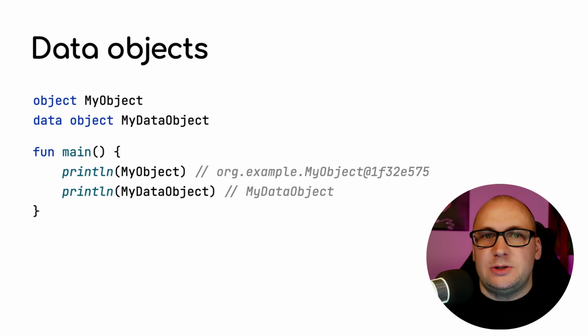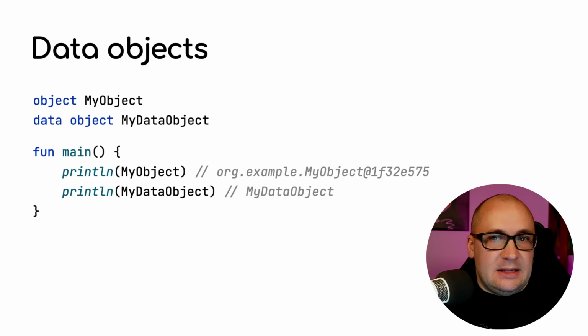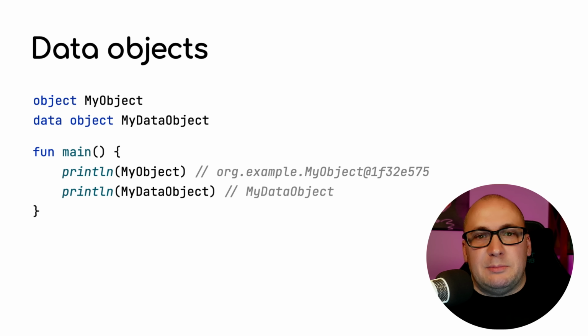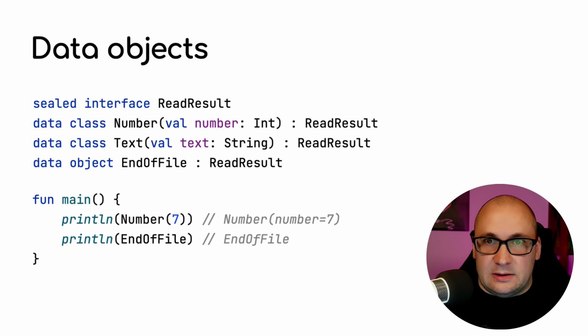Let's talk about data objects now. These were first previewed in Kotlin 1.7.20, and data objects allow you to declare objects with singleton semantics and a clean toString representation. In this example, you can see how adding the data keyword to an object improves the readability of its toString output. So println prints just the simple name of the singleton class. Data objects are really convenient when used in sealed hierarchies because they can be used conveniently alongside data classes.